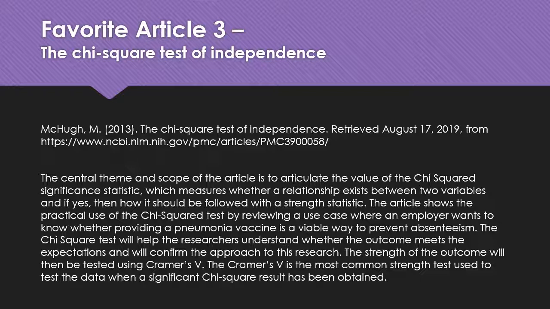And in the article, they had a group of people who received the vaccine versus a group of people who didn't receive the vaccine, and then they segmented that population into the different states of pneumonia that people got, viral versus non. And then the strength of the outcome was tested using Cramer's V. And Cramer's V, we learned, was the most common strength test to test the data when a significant chi-square result was obtained, which it was in the case of the use case with the flu vaccine.